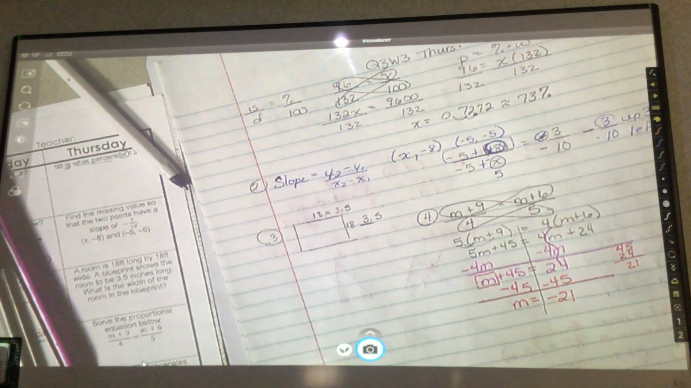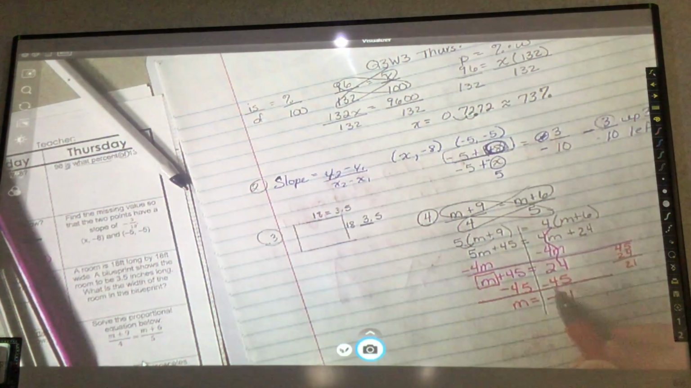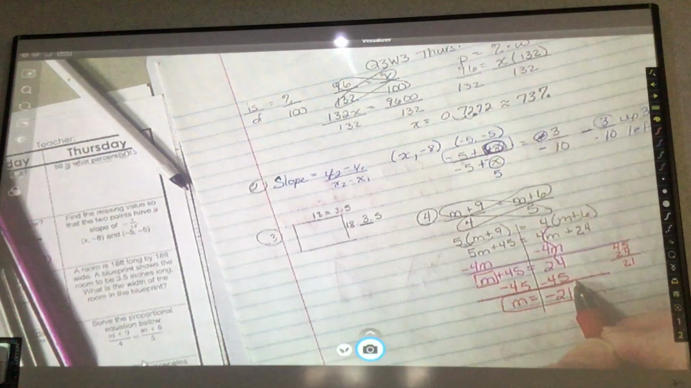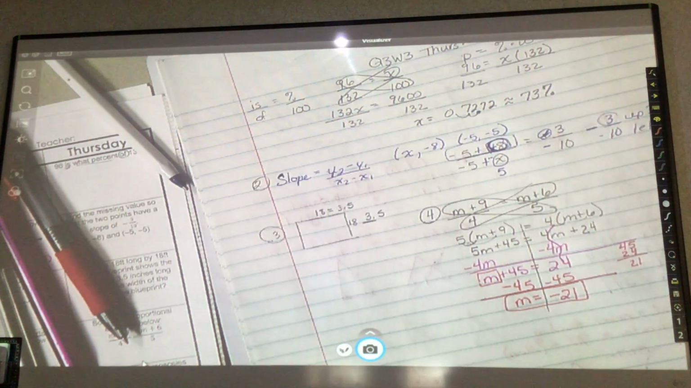Stay standing if you got it right. Sit down if you didn't. Everybody can sit down. I like how many of you are standing.